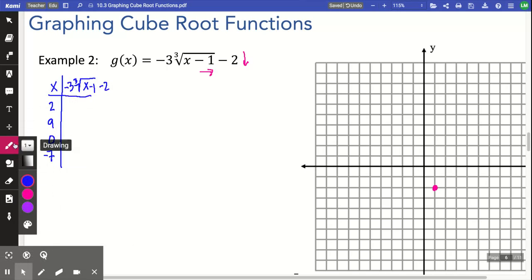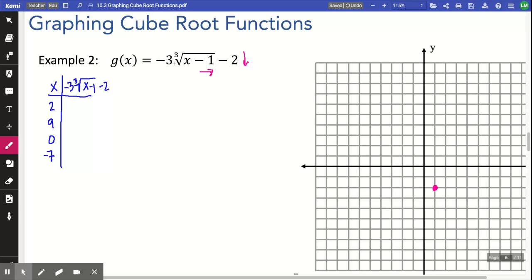All right, these are the values I chose. These are ones that are going to give me perfect cubes inside. So I'm looking for what I'm going to have to plug in to give me 1 in here. If I plug in 2, I'd have a perfect cube. If I plug in 9, I would have the cube root of 8. If I plug in 0, I would have the cube root of negative 1. And if I plug in negative 7, I would have the cube root of negative 8. So those are going to give me the perfect cubes.